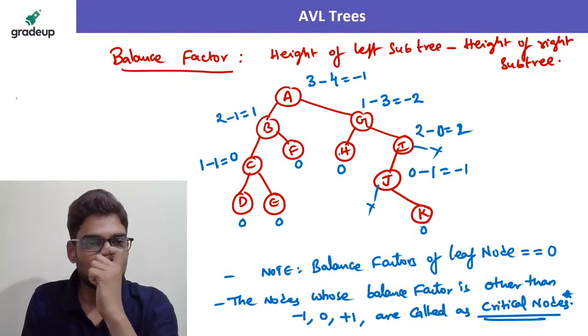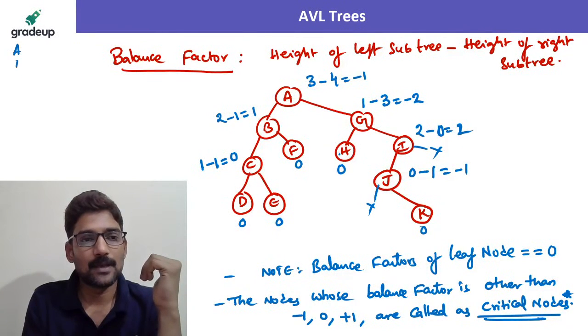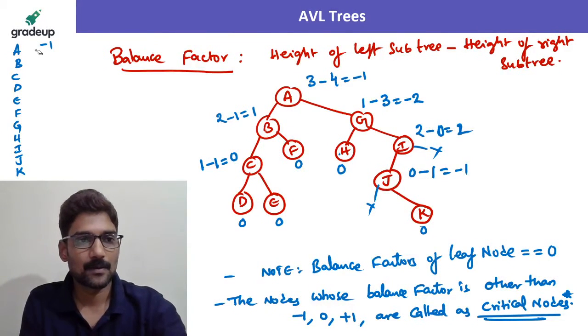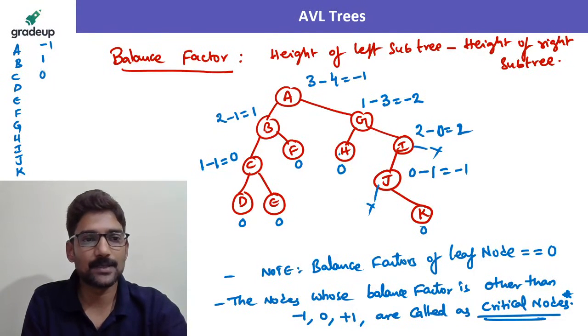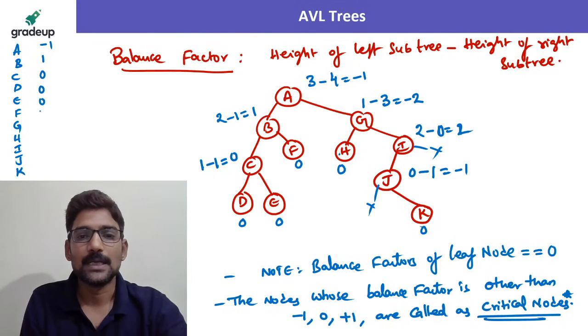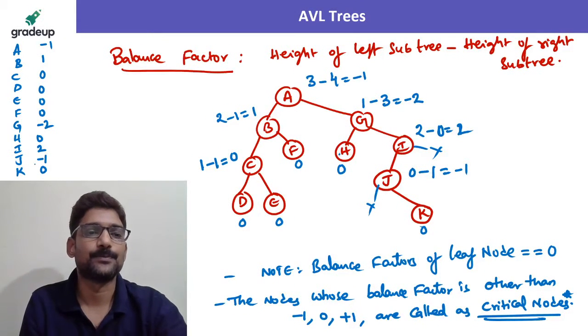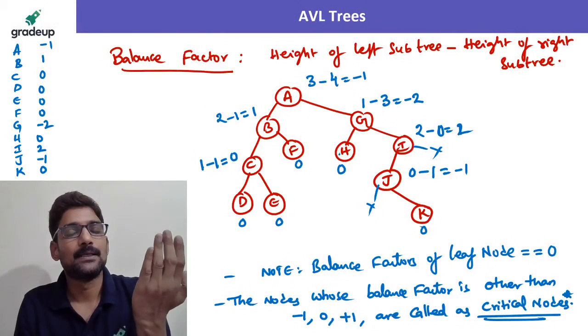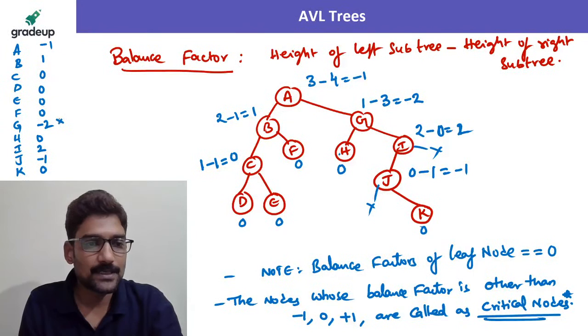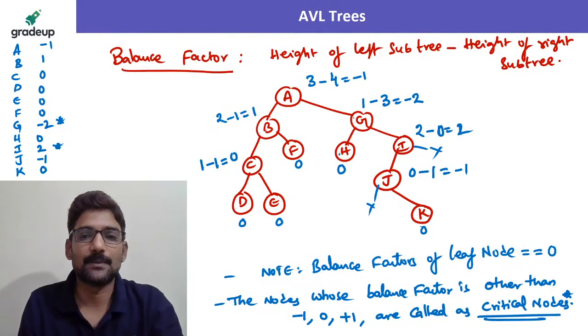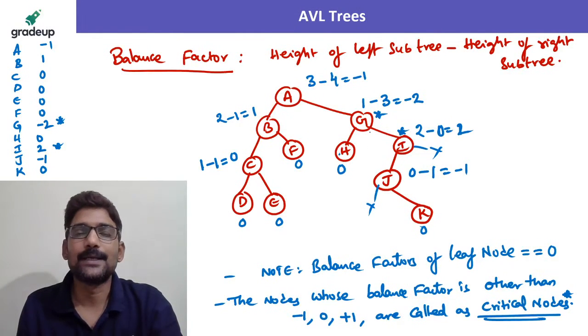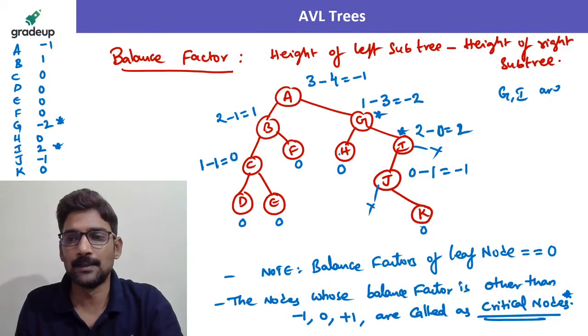So what are the balance factors of A, B, C, D, E, F, G, H, I, J, K? A balance factor is -1. B balance factor is 1. C balance factor 0. D balance factor 0. E balance factor 0. F balance factor 0. G balance factor -2. H balance factor 0. I balance factor 2. J balance factor -1. K balance factor 0. So which have balance factors other than 0, -1, +1? G has balance factor -2. I has balance factor 2. So here G and I are critical nodes.